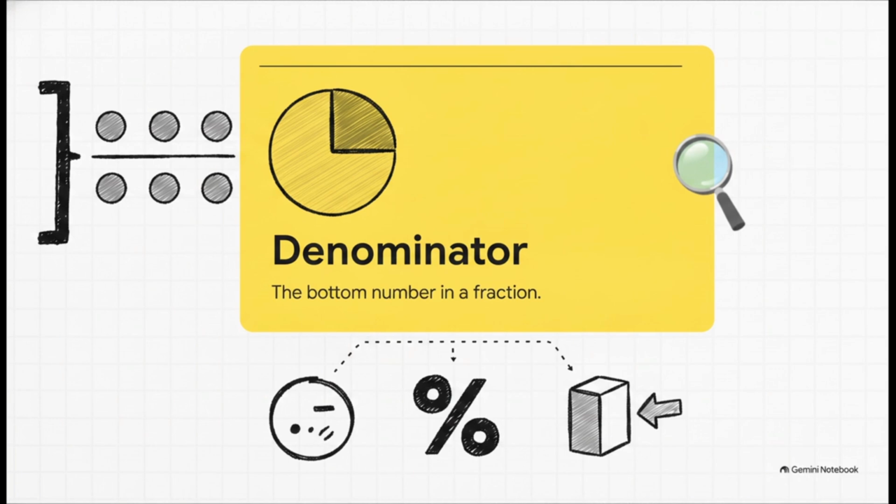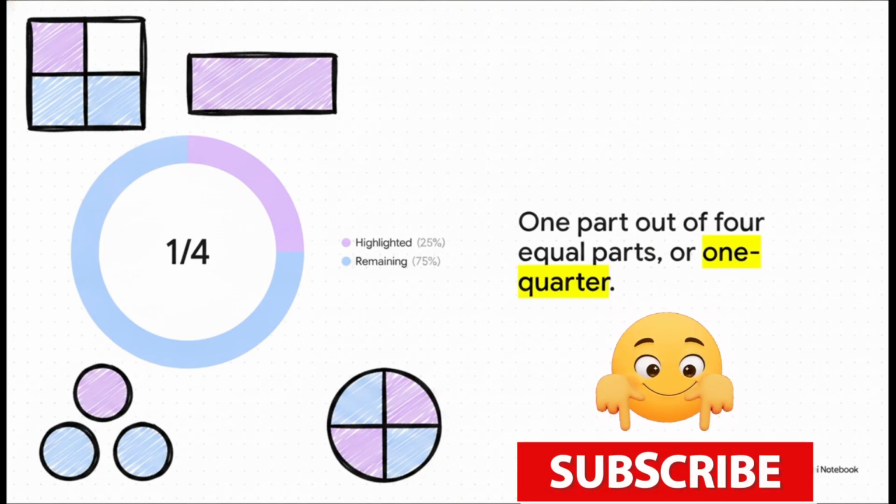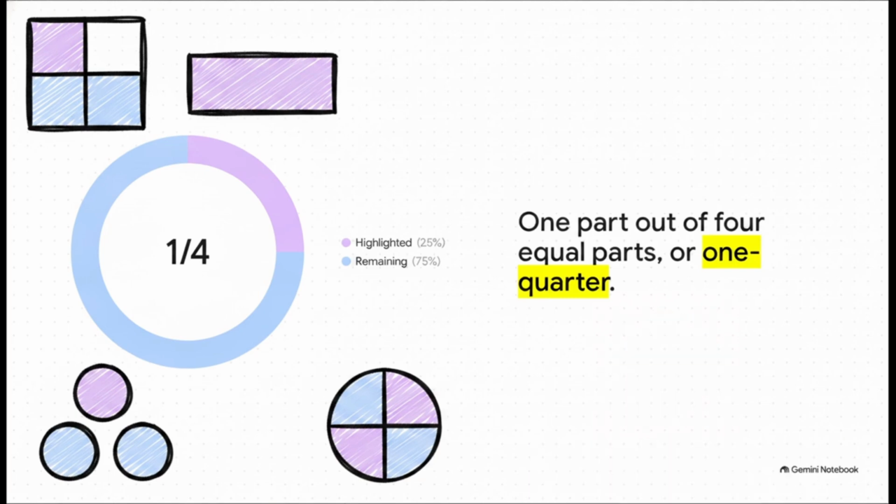So let's say you have the fraction 3/4. The 3 is our numerator, meaning we have 3 parts. And the 4 is our denominator, meaning the whole thing was originally sliced into 4 equal parts. Let's go ahead and lock this in visually. If you take a whole shape and divide it perfectly into 4 equal parts, and just one of those parts is highlighted, well, you've got the perfect visual representation of 1/4, literally just one part out of 4 total parts. Simple as that.